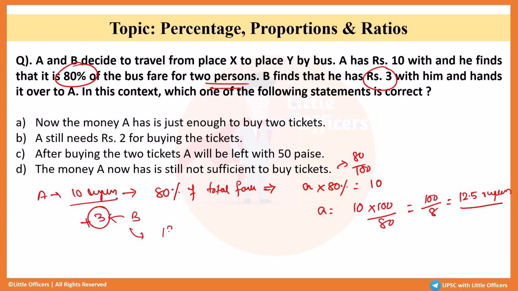अब A के पास कितना है? 13 रुपया है. टिकट कितना लगता है? 12.5 rupees. So he will be left with 0.5 rupees. अब देखते हैं. Now A has money just enough to buy. No, थोड़ा ज्यादा है. Still needs 2 rupees. No. After buying the 2 tickets, A will be left with 50 paise. This is right. So the answer is going to be C here.